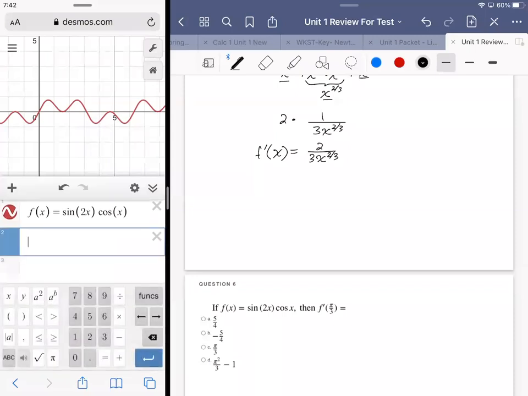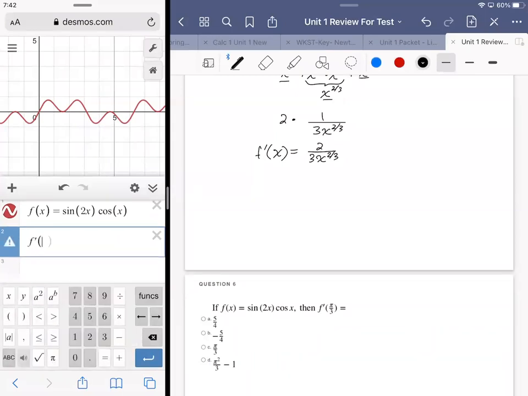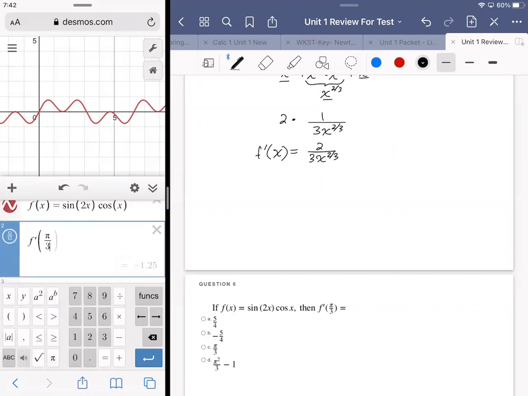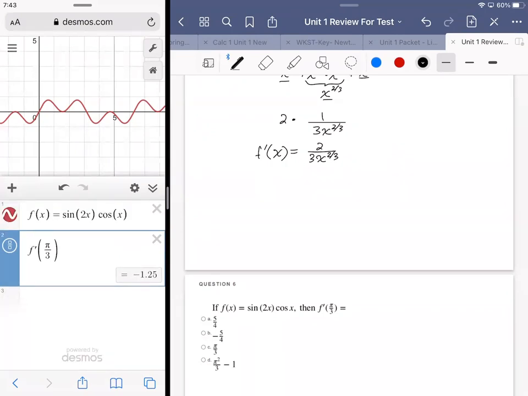All right. F prime of pi over 3. Just do it without the oops and you're good. Negative 1.25. Oh, that's not a choice. Okay, hit the fraction icon. Negative 5/4. Boom. Take it and run. All right. So take it and run and enjoy the process. That's all I'm asking you to do.